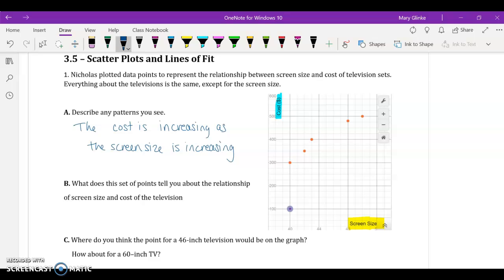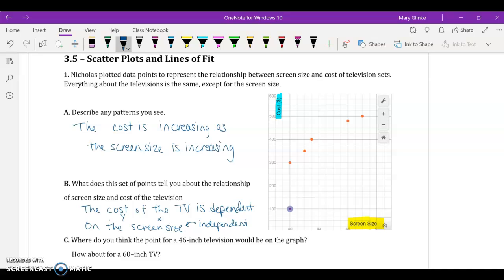So what does the set of points tell you about the relationship between the screen size and the cost of the television? Well, we're going to say that the cost of the TV is dependent on the screen size. The way we have done our variables, the screen size was your X value. Those are going to be your independent values. The cost was your Y value. Your Y values are your dependent values. So the larger the screen, the more the cost.